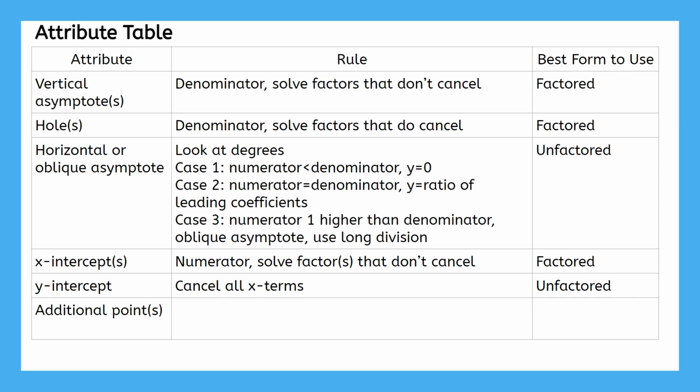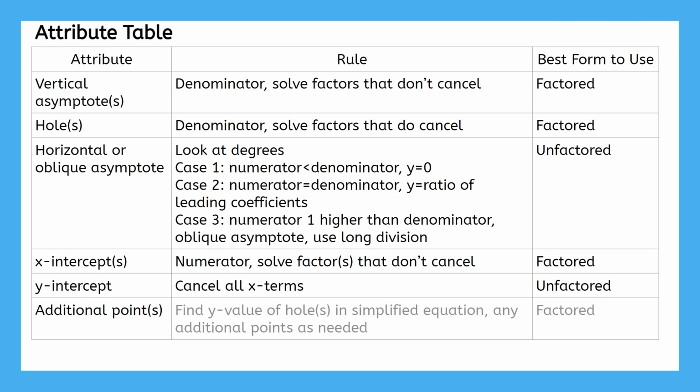The other thing we'll have to do to help us graph is find any more points that we feel will help us make the graph more accurate. This may include finding the y value of the hole, if we have a hole, and any other points that alleviate any confusion we have when we're graphing. I'll explain this part as we go through the first example, so don't worry about this attribute for now, but definitely add it to your notes while you have a chance.